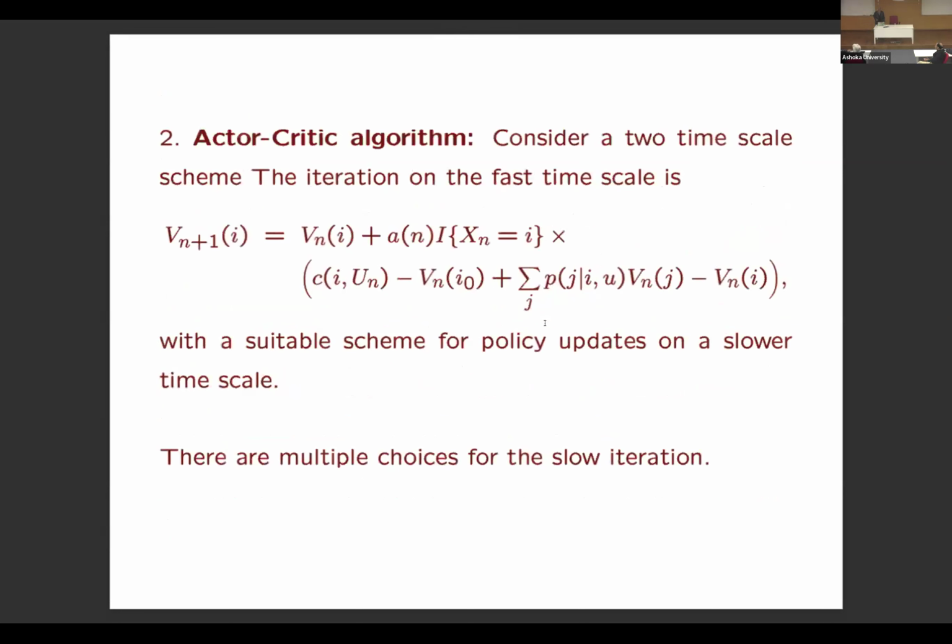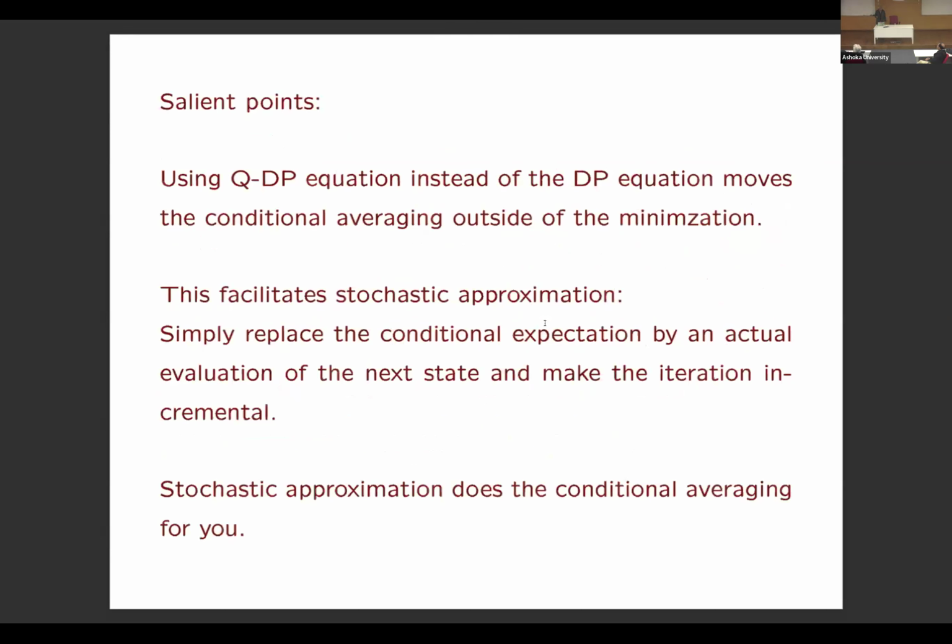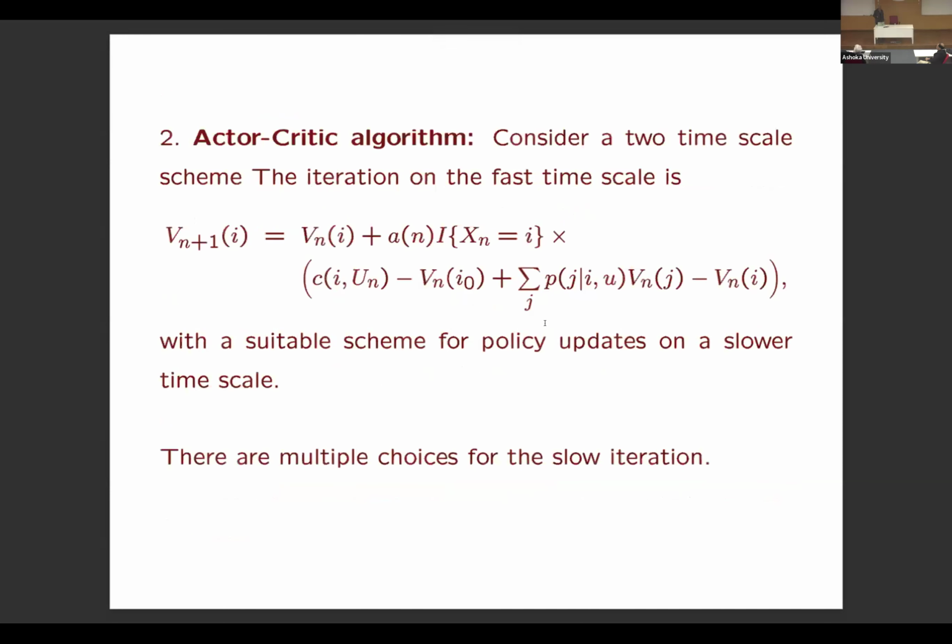I think I've been through this. So the next one is the actor critic algorithm, where now I'm working directly with V because the policy is updated on a slower time scale, so you treat it as a constant. So this is a linear iteration, quasi-linear. I have not given the slow iteration; it is non-unique. There are many possible ways to do that.